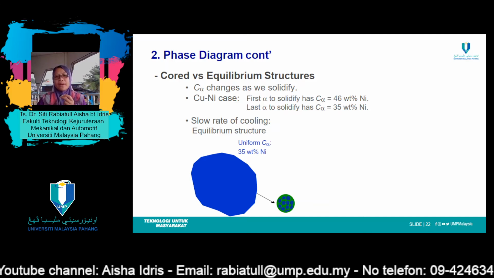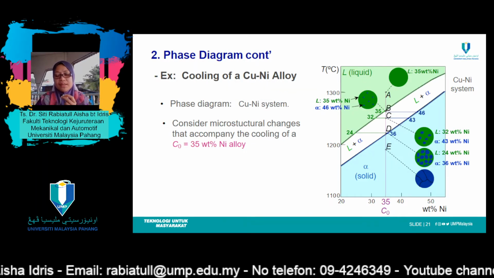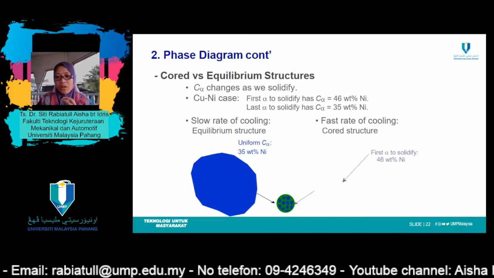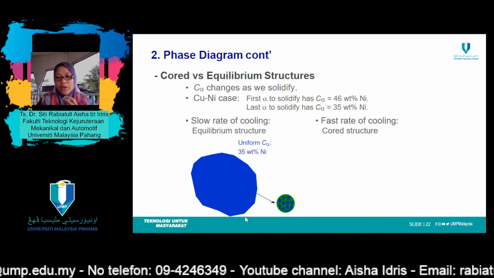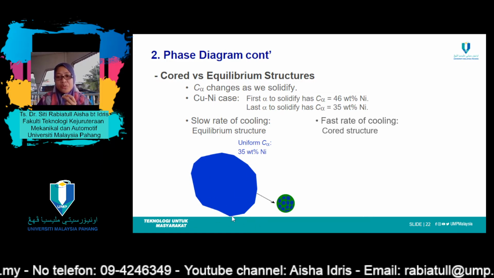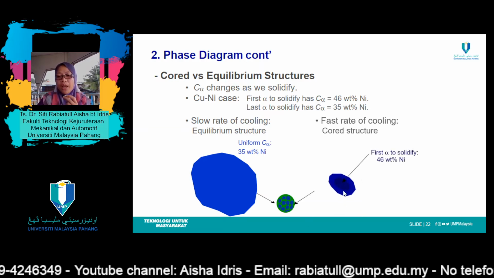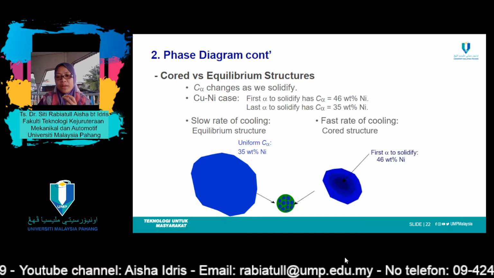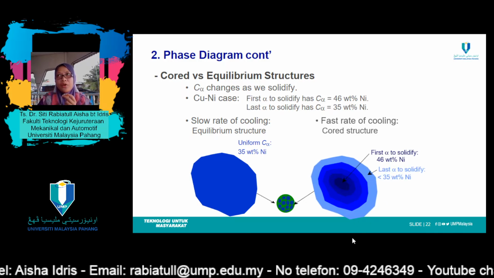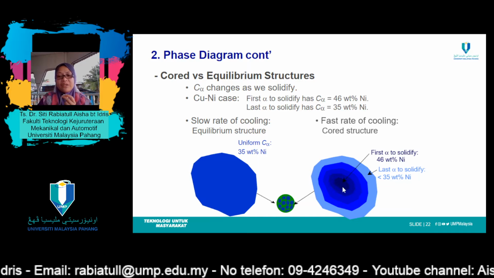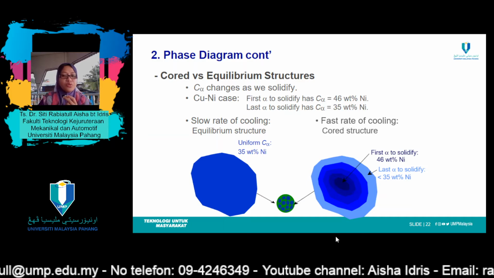What happened for this part? Once it starts to cool, for slow cooling, you may have these types of structure, the equilibrium structure. But for fast cooling, you may have what we call the proeutectic, whereby the solidification starts from the core and moves outwards, which means that the outer part over here is the last to solidify.